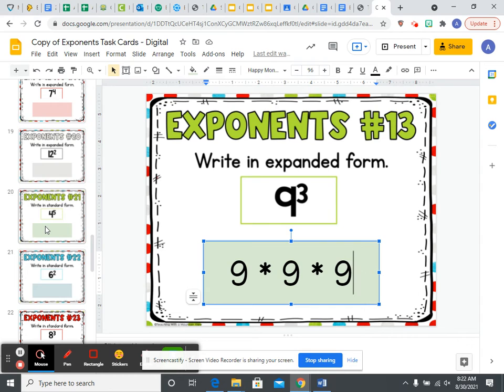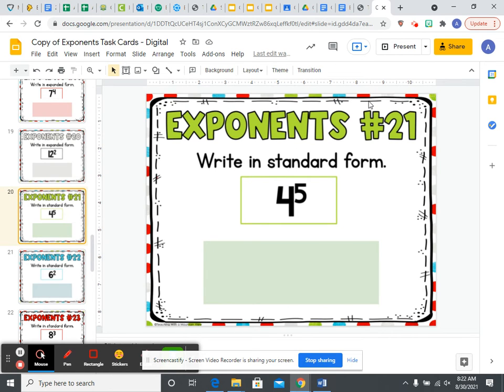19. So if you go to 21 or slide 20, but it says exponents number 21. All right, so write in standard form. Shift 8. So what is standard form? Do y'all remember standard form? You work it out and get your answer. So this is where you actually got to work them out and get your answer.